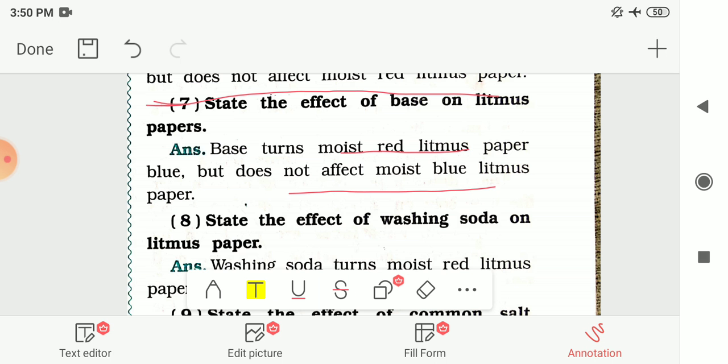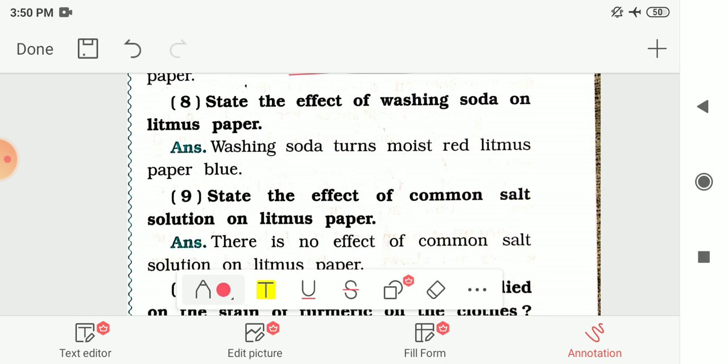Next is state the effect of washing soda on litmus paper. Washing soda turns moist red litmus paper into blue. So that means the nature of this is basic. So washing soda turns red litmus paper into blue.